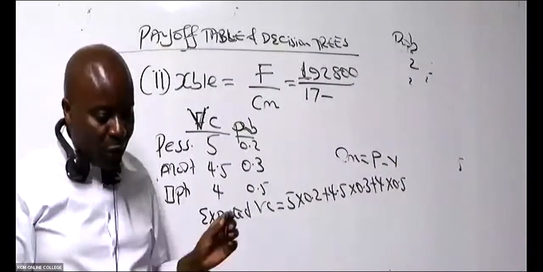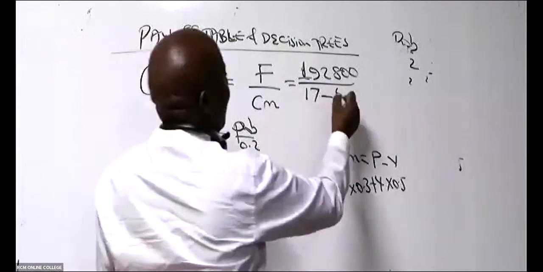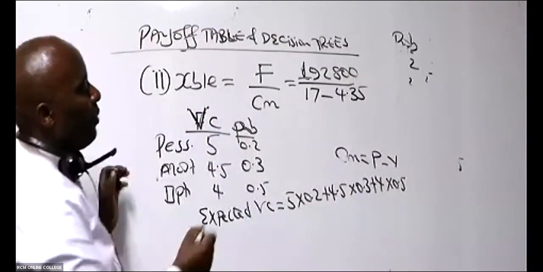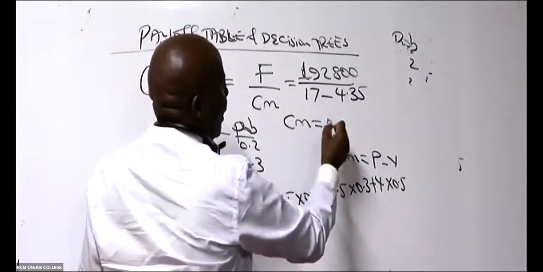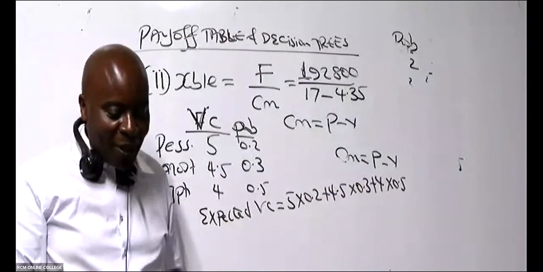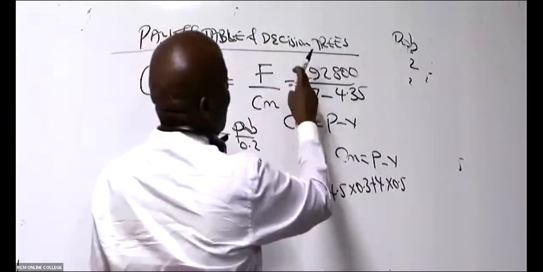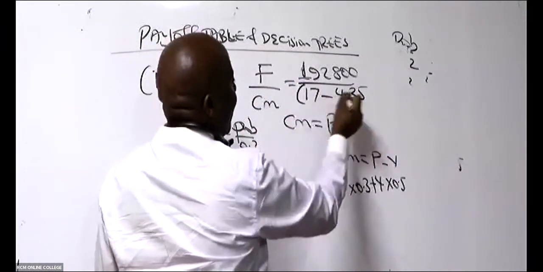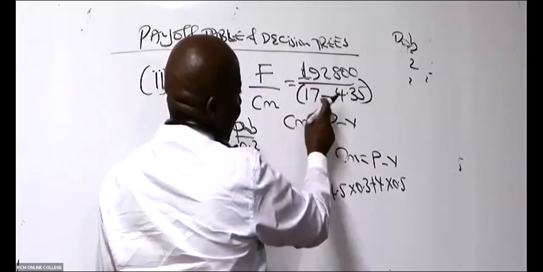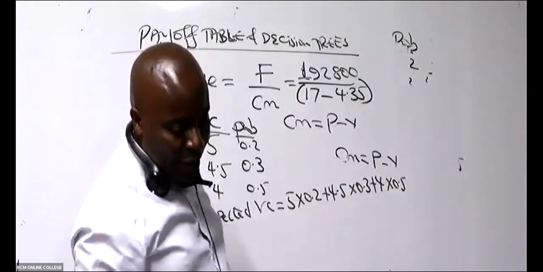Which will give us what figure here, somebody? 4.35. So 17 minus 4.35. Remember, to get contribution margin, it is price minus variable cost. So then you take your calculator and say this divided by this, minus this divided by open brackets, 17 minus 4.35, close. Then you say equals. So what figure are we getting here, ladies and gentlemen?